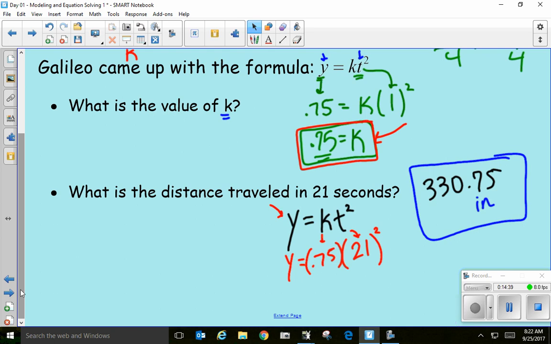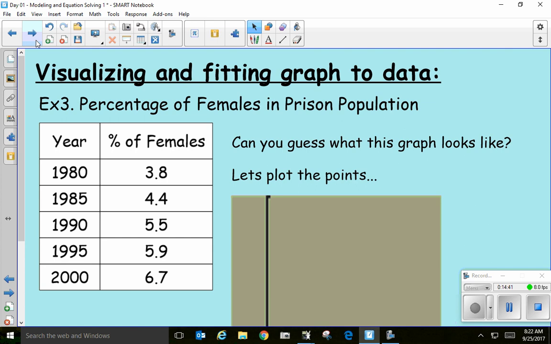All right? Not bad. Crawling in this Monday. Yeah, man. The percentage of females in the prison population. Y'all bad. Bad people you females are. Now, can you guess what this graph is going to look like?